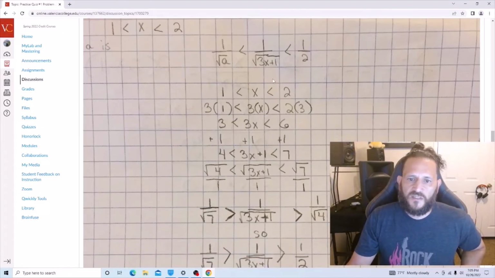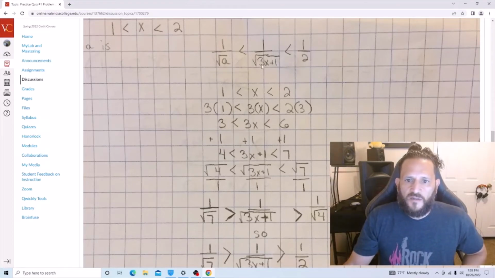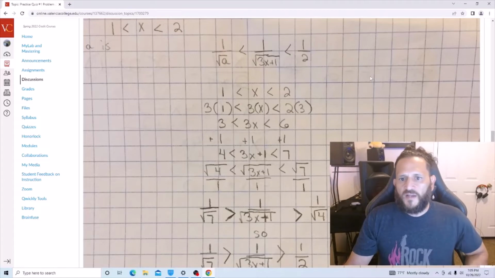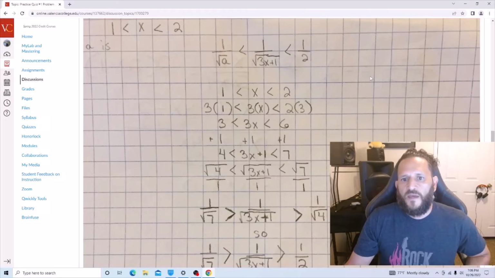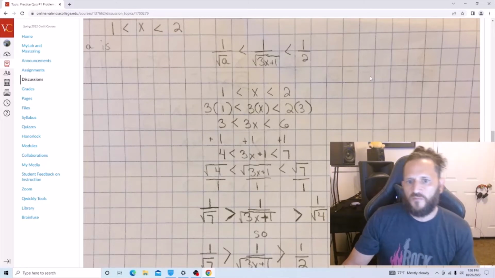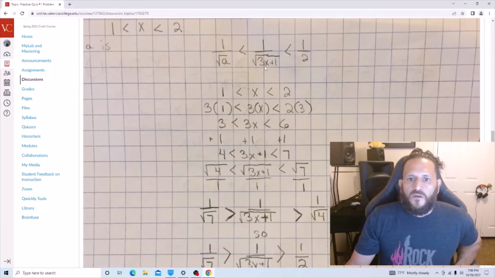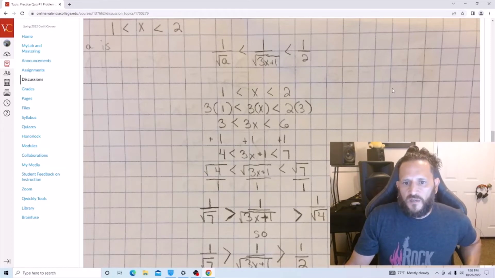Alright, so here's the first one. 1 is less than x, which is less than 2. Well, we're going to take 3. Why 3? Well, there's a 3 right here, and if you keep practicing your mathematics, that might help to speed things up. It's going to help you determine how you want to manipulate the problem, but this is how I did it. So we're going to take 3, and remember the first video I said what we do to one side we're going to do to the other.